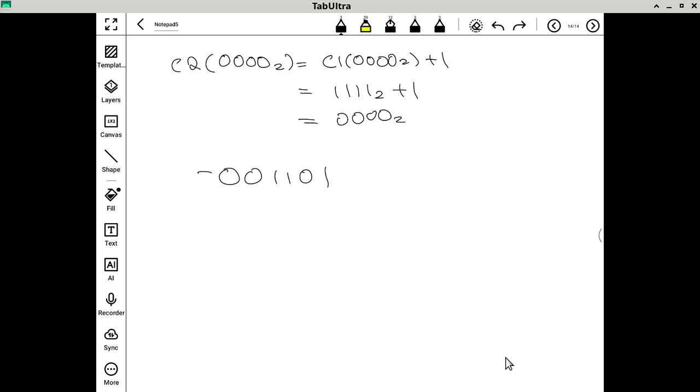Well, this whole thing is the same thing as C2 of 001101 in base 2, which I'm going to shortcut as 110010 in base 2 plus 1, which is 110011 in base 2. In other words, without drawing a rather large number wheel, because this one's going to have 64 slots, I can just go through this computation and quickly find out what the representation of negative 13 is.